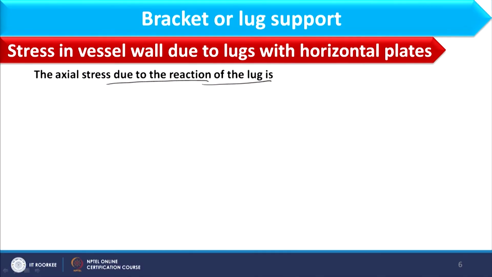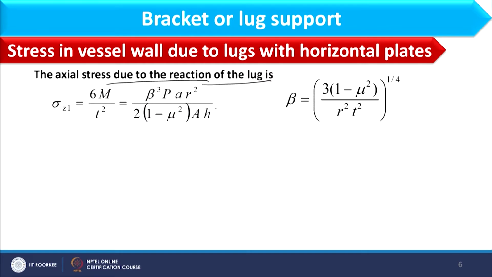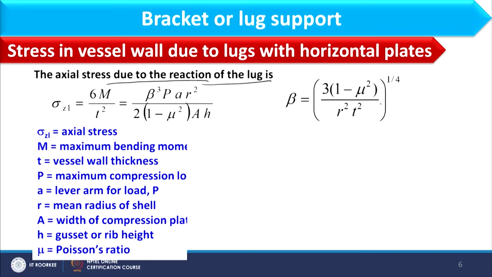So, in that case, the axial stress due to reaction of the lug is given as sigma ZL, which is equal to 6 M by T square, and which is equal to beta cube P A R square by 2(1 minus mu square) A into H. Beta, you can see from this expression, is equal to [3(1 minus mu square) divided by R square T square] to the power 1 by 4.